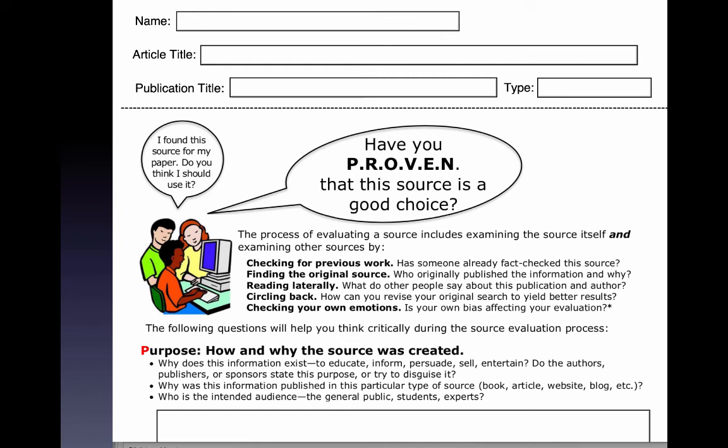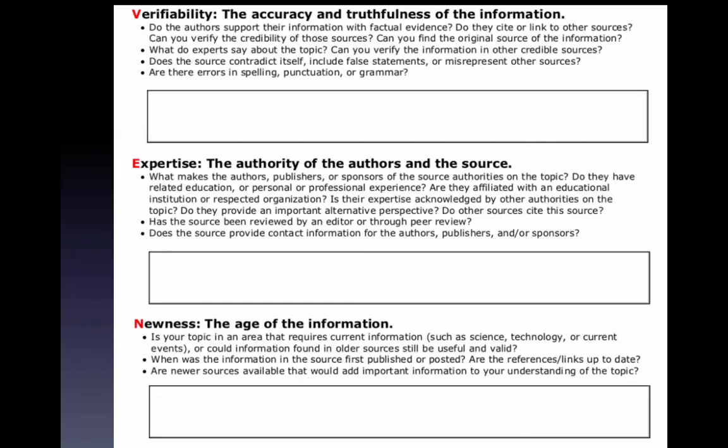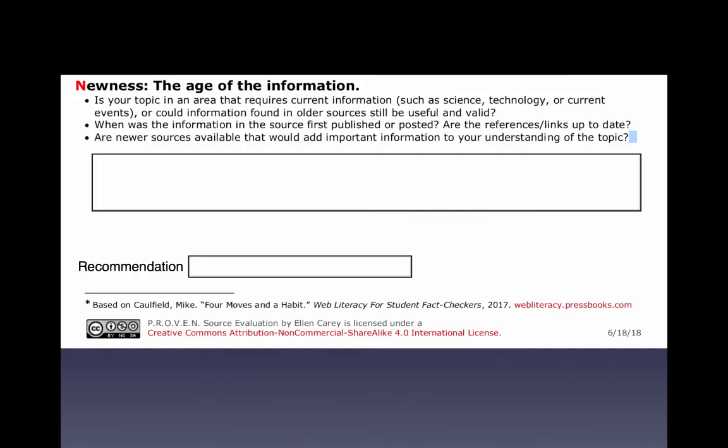For each criteria, such as purpose, relevance, and so on, you will find a list of 3 questions to help you determine if the source meets the criteria or not. You should pick out 1 to 2 of the questions for each criteria to evaluate your source. There's a box under each criteria for you to record your answers to the 1 to 2 questions you picked out about each criteria. When you have completed your analysis, you will make a recommendation from 1 to 10 on whether the source you are evaluating is credible or not, based on the answers to the questions you answer about the 6 criteria of PROVEN.